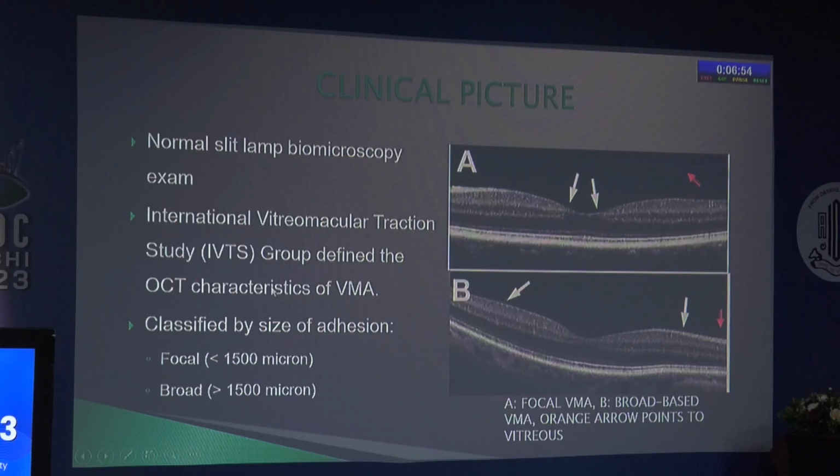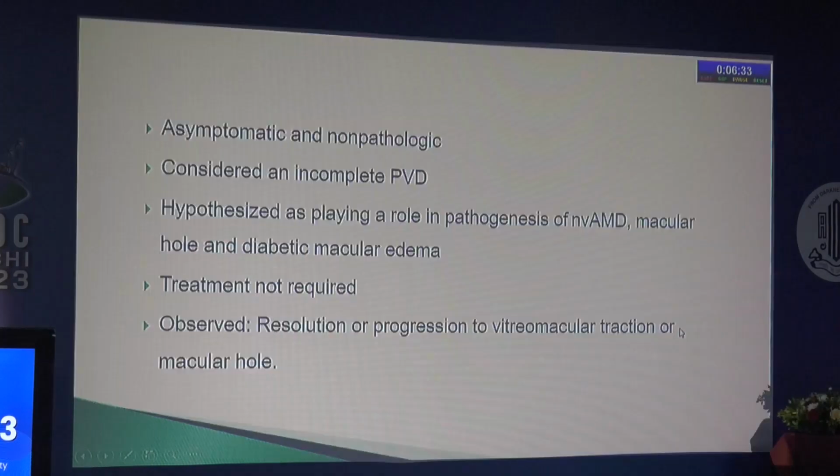According to the International Vitreomacular Traction Study Group, they have divided it into 2 classes. One is focal and one is broad. Focal is when it is less than 1 disc diameter in size, that is less than 1500 micron, and when it is more than 1500 micron, it is called broad. So this is an example of focal. It is attached to the fovea without distorting it, and this is broad. So it is asymptomatic and non-pathological and considered as an incomplete PVD.